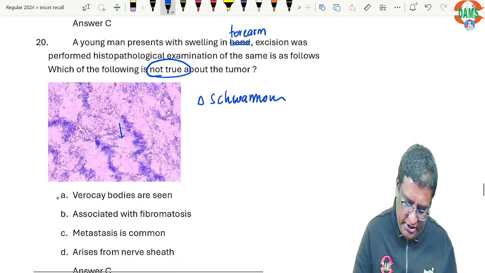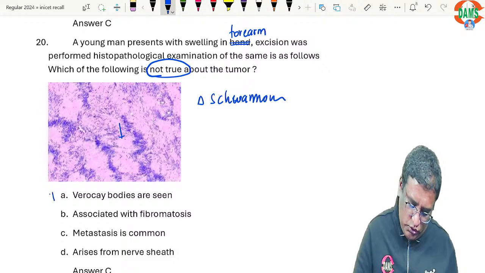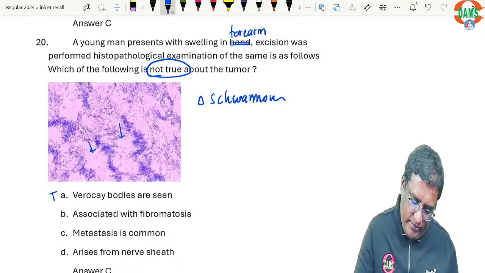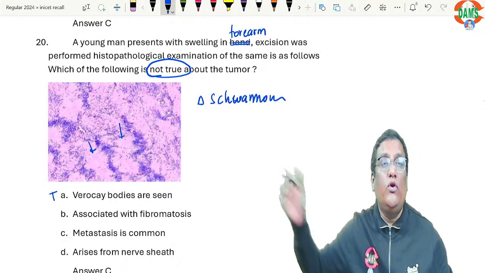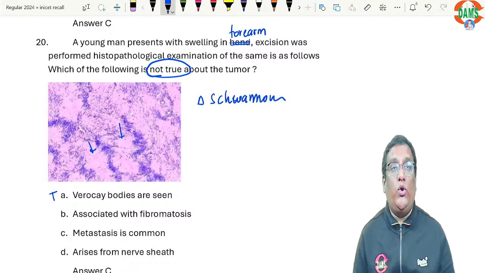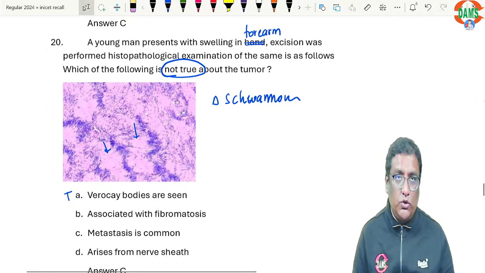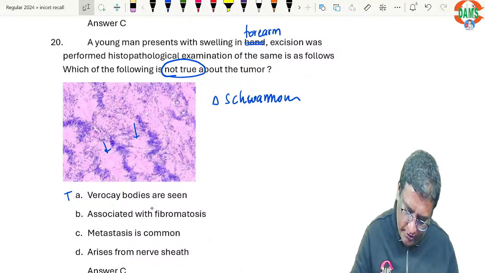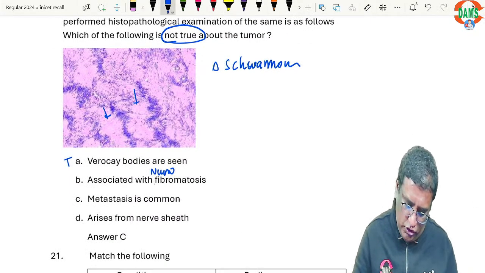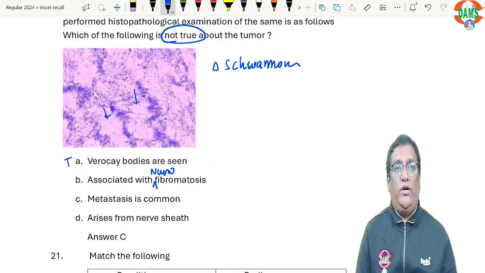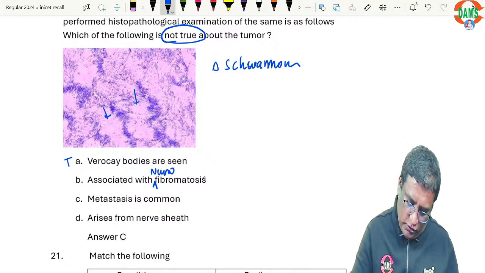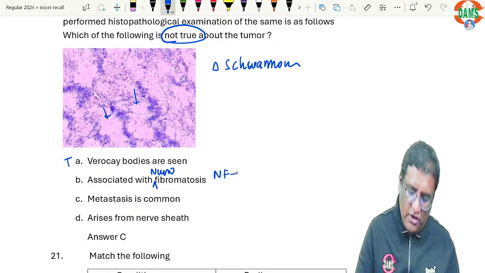Option A is correct, so this is true. What are Verocay bodies? The arrow marks that I am pointing to are the nuclei-free zone in between. They are the Verocay bodies that you are seeing, right? Associated with neurofibromatosis, again a misprint. So these are all typing errors. Associated with neurofibromatosis was given. Yes, that is also true. I mean, partly true. I would say it is associated with NF1 or 2.